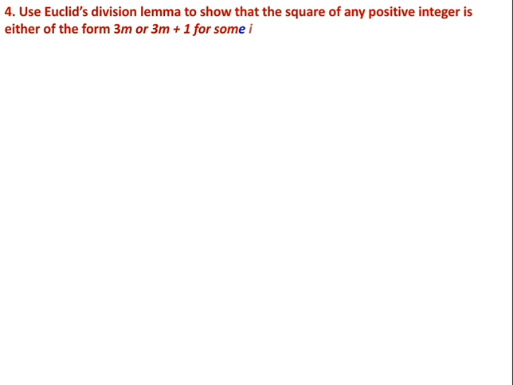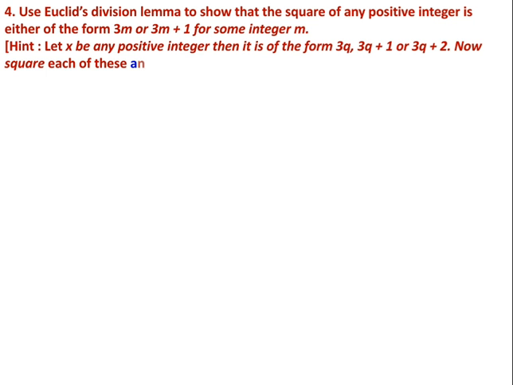Then the fourth sum. Use Euclid's division lemma to show that the square of any positive integer is either of the form 3m or 3m plus 1 for some integer m.